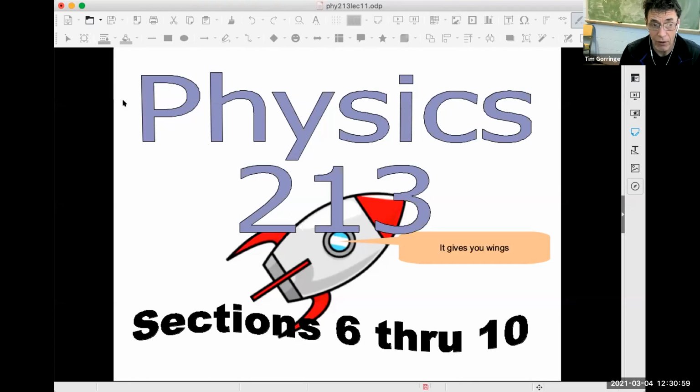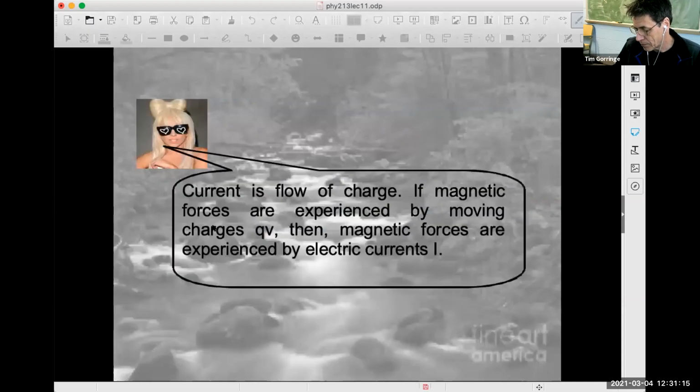But if not, I'll start with today's material. Today's material is continuing last class material on magnetism. But specifically, we're going to focus on the following topic.